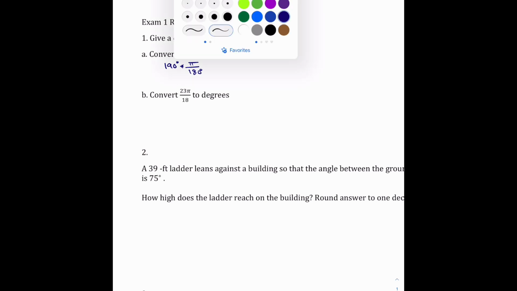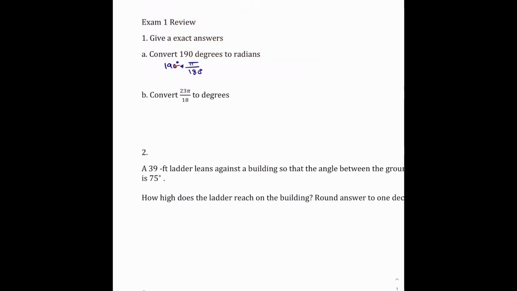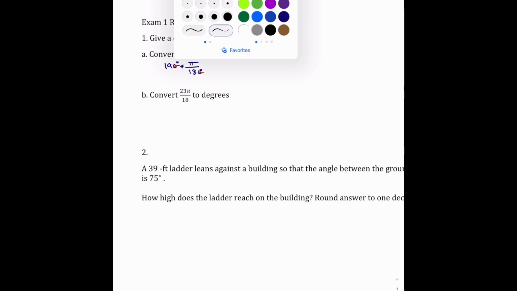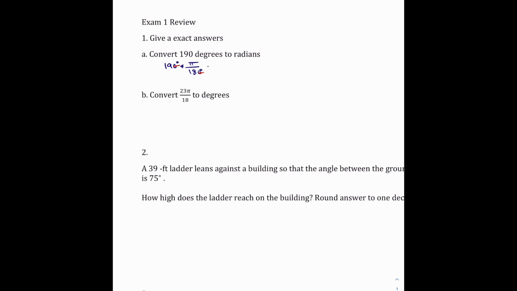We need to convert 190 degrees to radians. We know in order to convert from degrees to radians, we need to multiply by pi over 180 degrees. And now we notice that we can immediately divide both by 10. That is eliminating basically the zeros. So the answer is 19 pi over 18, and this is the exact answer needed.